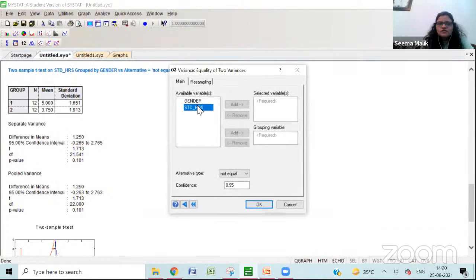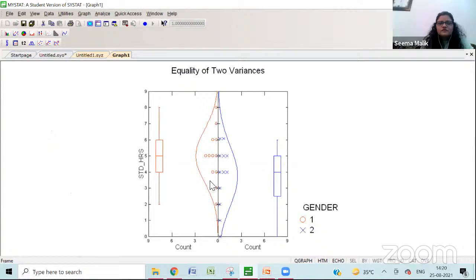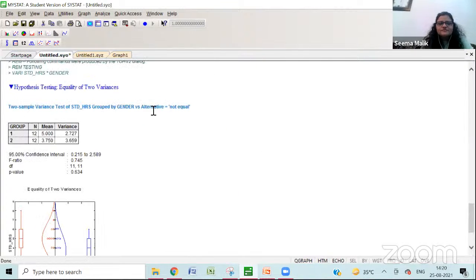Now I'm going to take the study hours and compare across the gender, it means boys or girls. Then I'm clicking on OK. So I'm performing the variance test over here, equality of two variances. So these are the results. And the p-value is 0.634. And what was the null hypothesis? There is no difference in the variances.